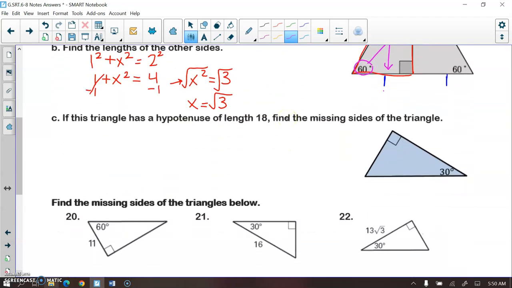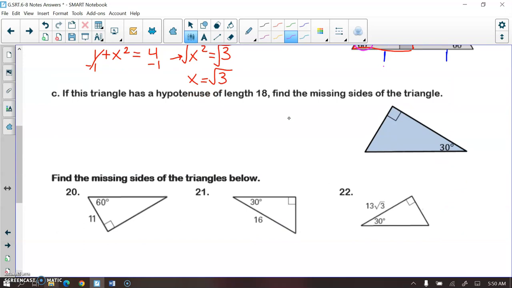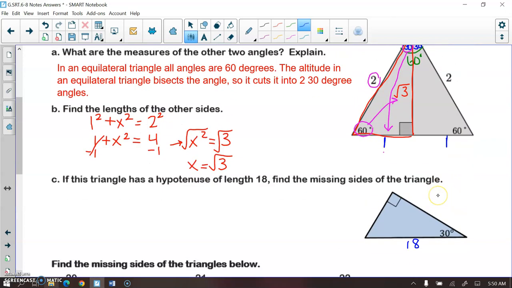So in this triangle, if the hypotenuse has length 18, let's find the missing side lengths. So the rule is to go from the side across from the 30-degree angle to my hypotenuse and multiply by 2. So if I'm going backwards, which in this case I am, I'm going to divide by 2. So 18 divided by 2 is 9. To get from the side across from my 30-degree angle to my other leg, I multiply by root 3, so 9 root 3.